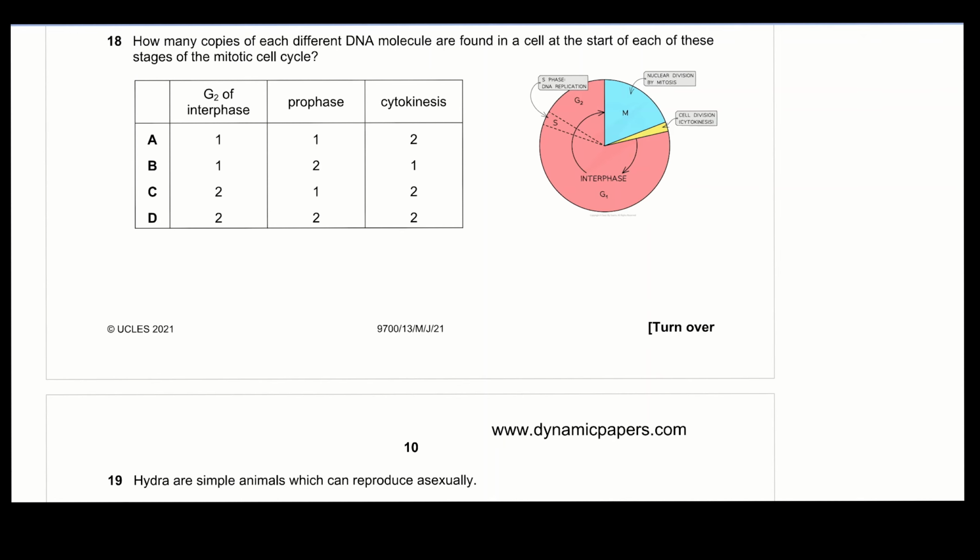So let's first make something clear. Here you could see the S phase. In the S phase, DNA replication takes place. That means the amount of DNA is going to be multiplied by 2. Therefore, all the stages after that S phase up until the end of cytokinesis are going to contain 2 copies of DNA. So the appropriate answer is going to be D.